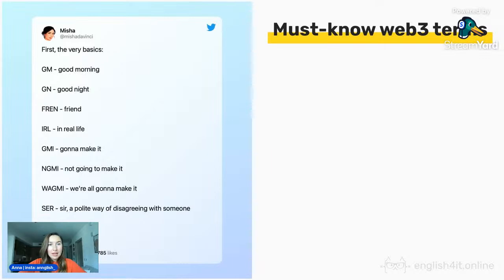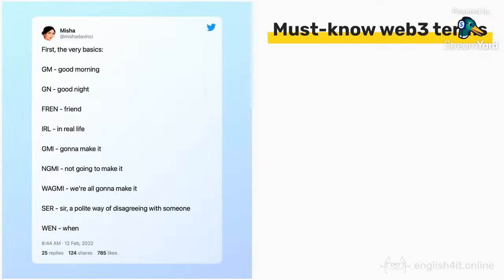Okay, so here I wanted to touch on must-know Web3 terms. Well, first of all, very basic terms that you can see here on the screen. GM, things that you will see in text and on Twitter.